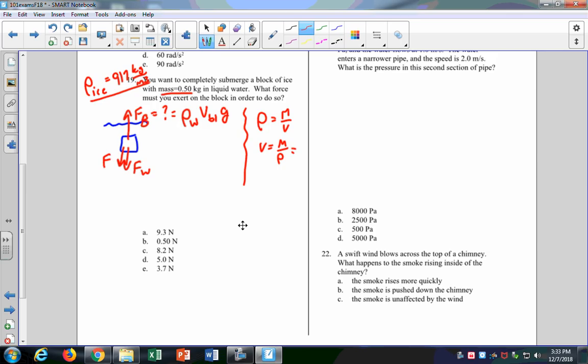And the tricky part on this is keeping all your densities straight, because I got two densities floating around. I got the density of water and the density of ice, but in this case, I need to know the density of ice, because I want to know the volume of the ice, not of the water. And so it's going to be 0.5 over 917.